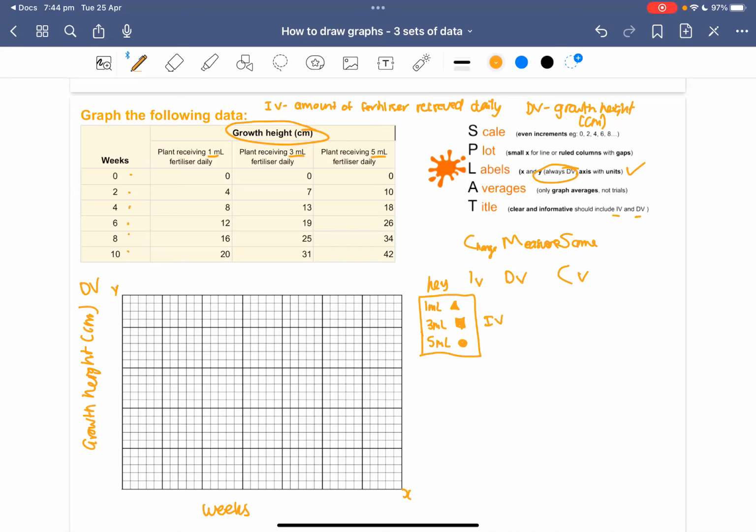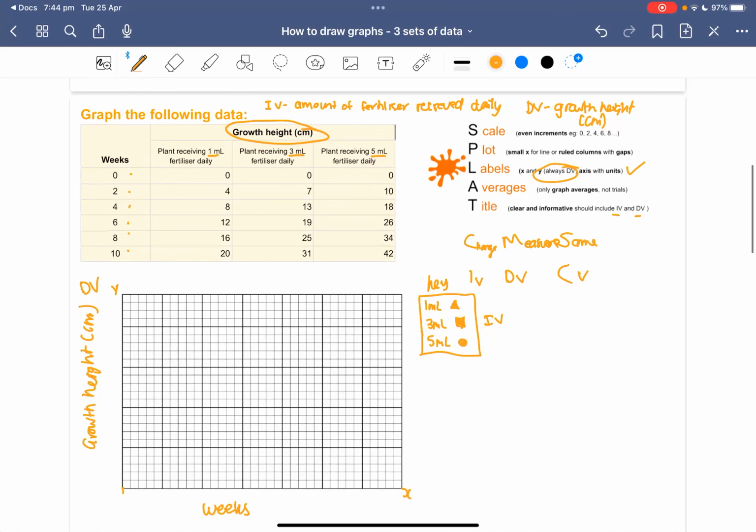Let's go to a scale. So for weeks, we've got to start at 0, and let's see if we can fit 10 across here. So if we go across 1, 2, 3, 4, 5 boxes, 2, 1, 2, 3, 4, 5 boxes, 4, 1, 2, 3, 4, 5 boxes, 6, 1, 2, 3, 4, 5 boxes, 8, 1, 2, 3, 4, 5 boxes, 10. Okay, so you can see that I've used a consistent scale there.